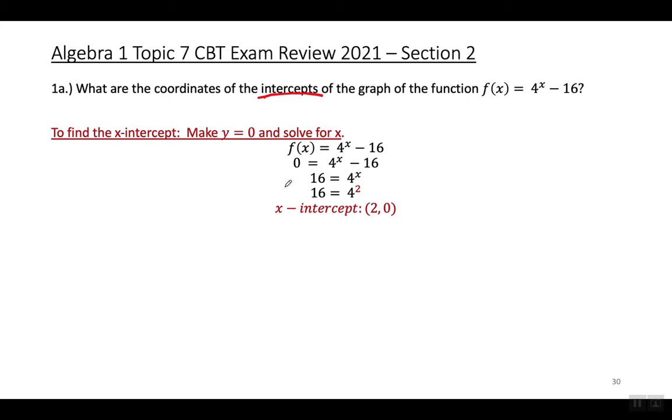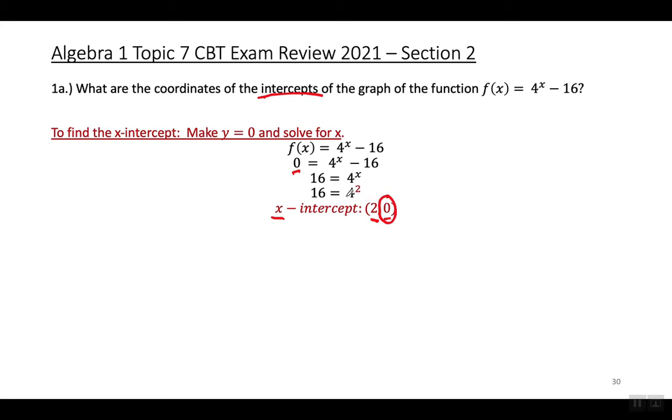I move 16 to the left. So I got 4 to the x power equals 16. So 4 to the what power equals 16? 4 to the second power equals 16. That means that when y is 0, because I replaced the y with 0 right here, x equals 2. That's the x-intercept. What is x when y equals 0? Again, to find the x-intercept, I make y equal to 0 and solve for x.